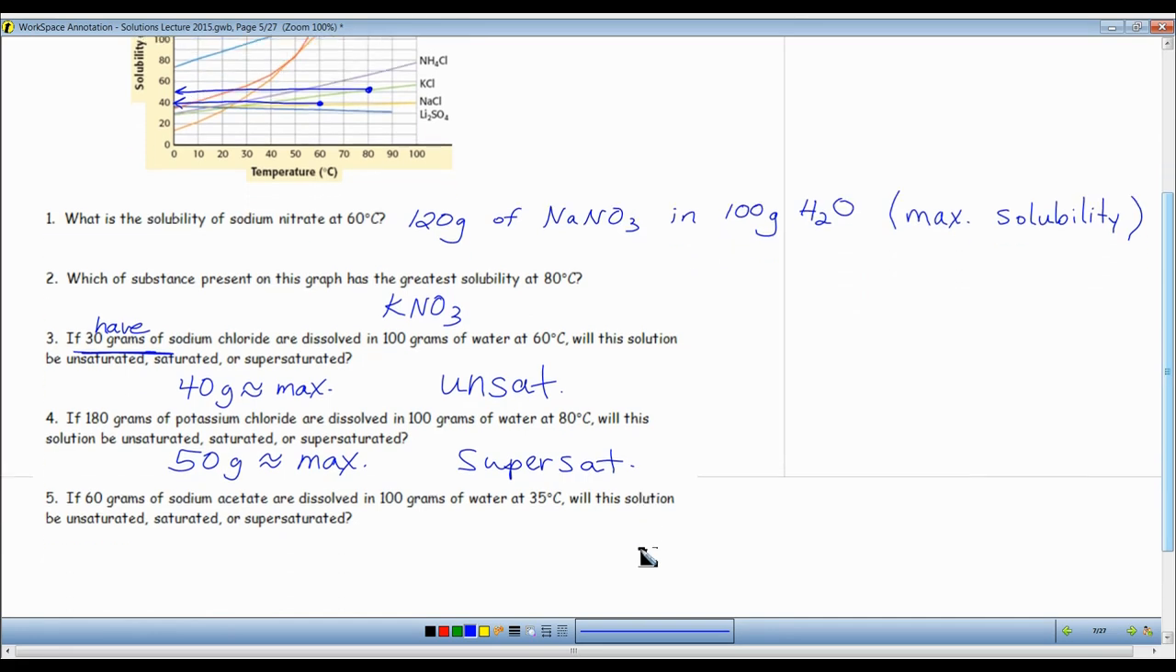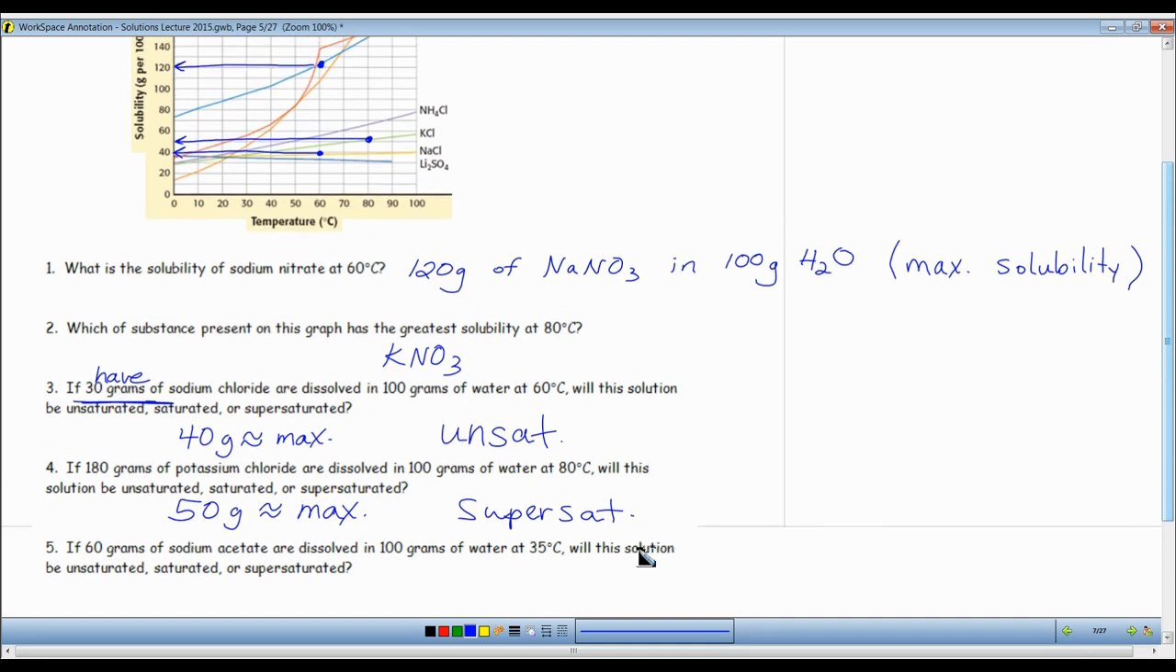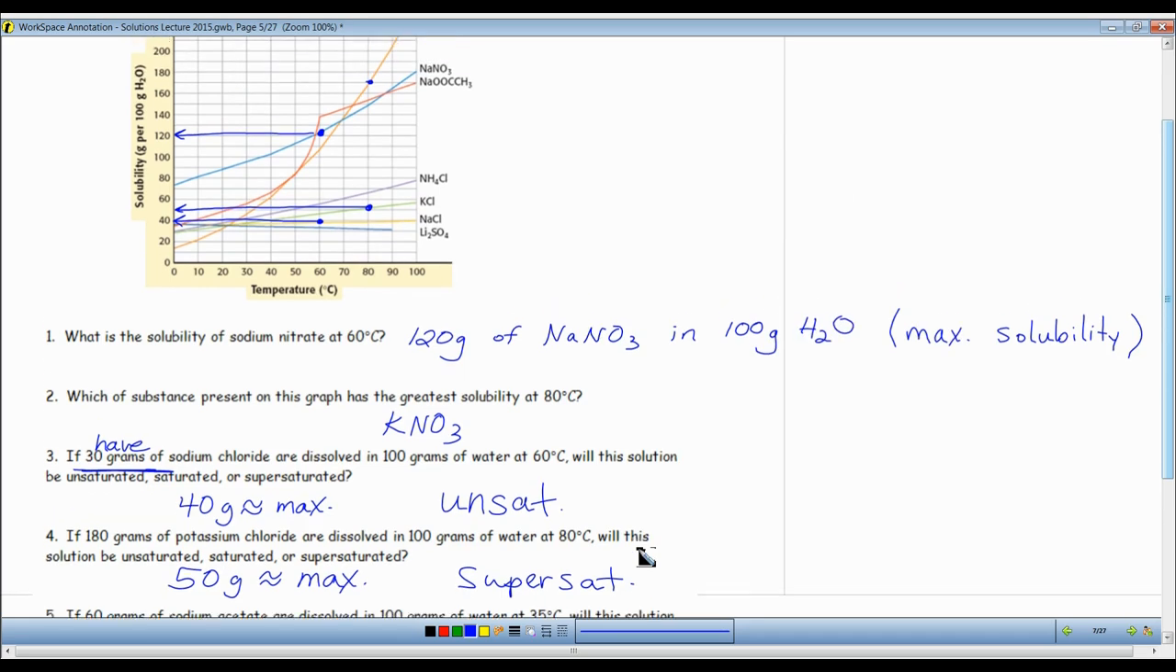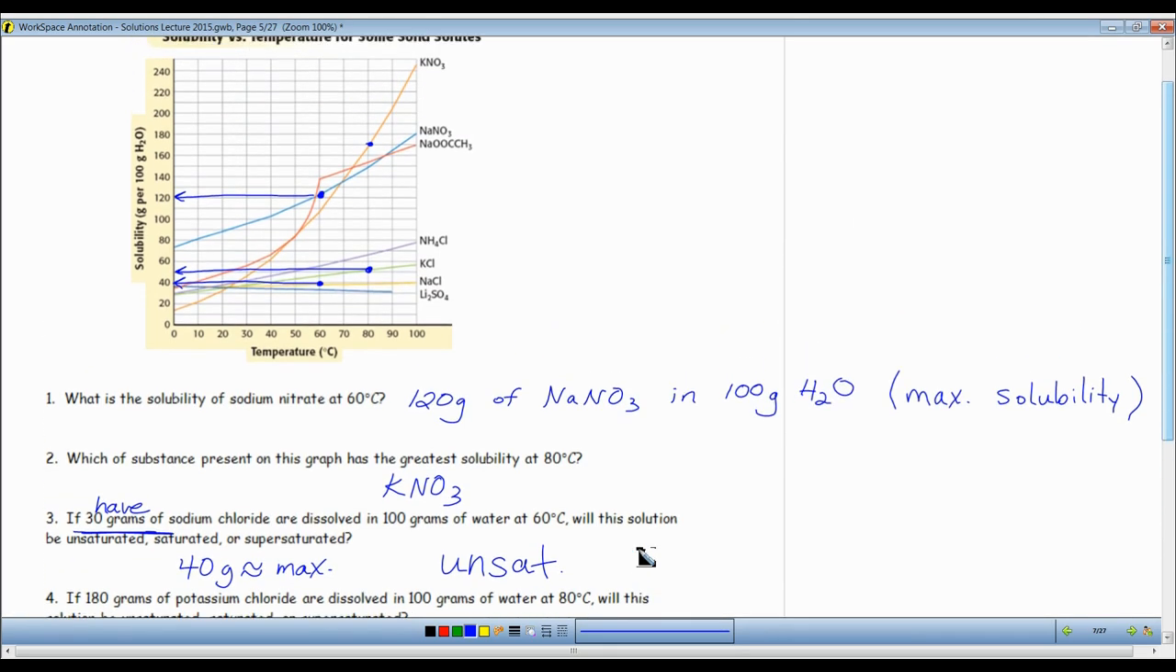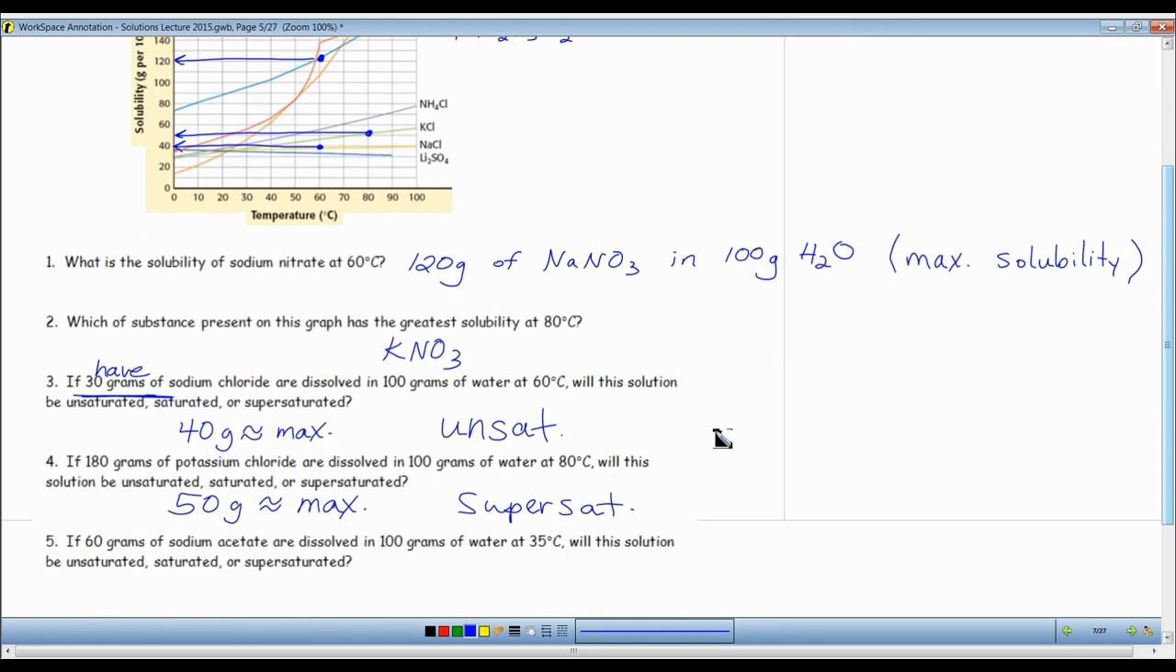And finally, 60 grams of sodium acetate dissolved in 100 grams of water at 35 degrees Celsius. Okay, so 60 grams sodium acetate. It's actually this funky thing. More commonly, we might write it like C2H3O2. And it's this weird looking formula. Mine's a red line. All right, so what do I got here? 60 grams at 35 degrees.